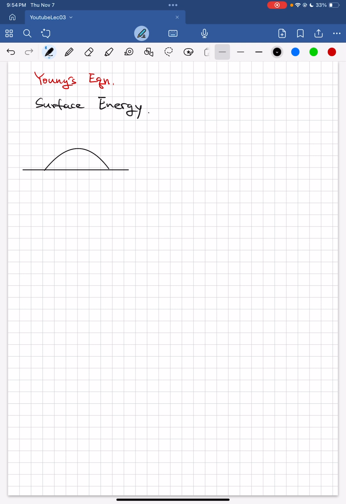Today I will talk about surface energy between three phases. This is the vapor phase, this is liquid, obviously, and this is solid. We'll just take this as water, okay? Then we call this angle either the contact angle or the wetting angle.